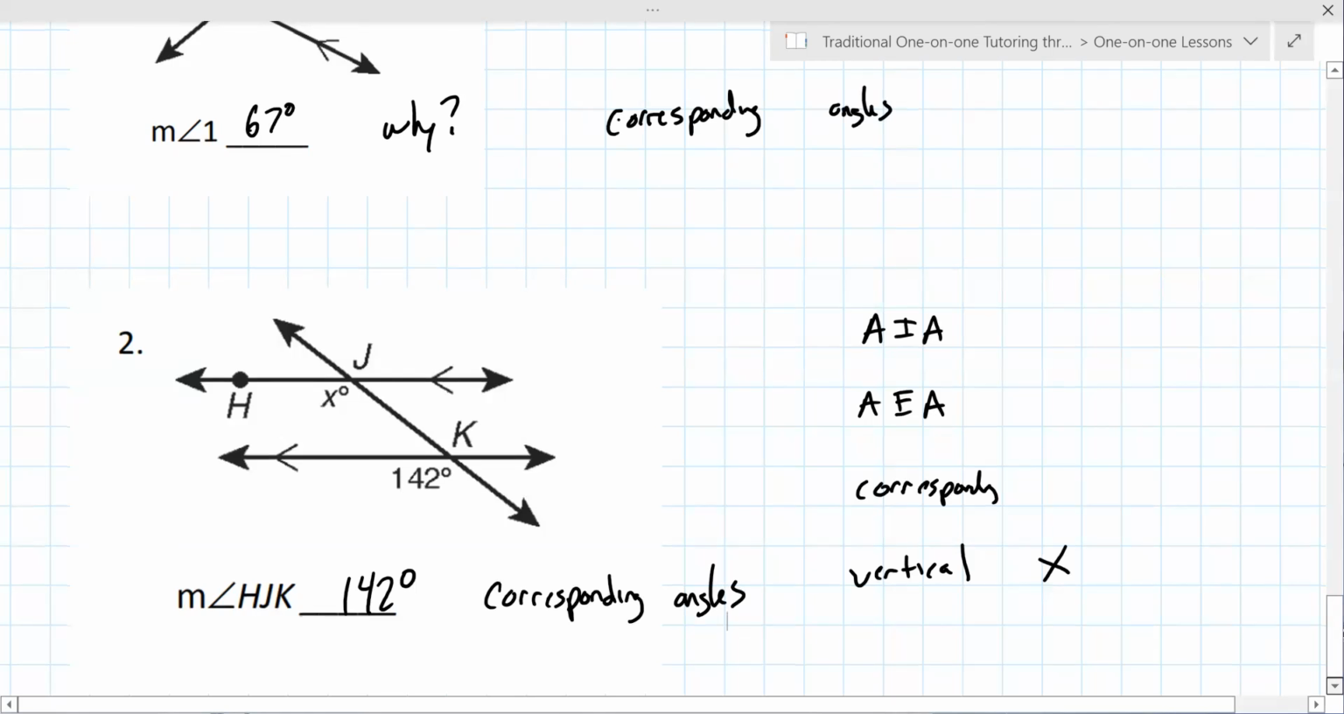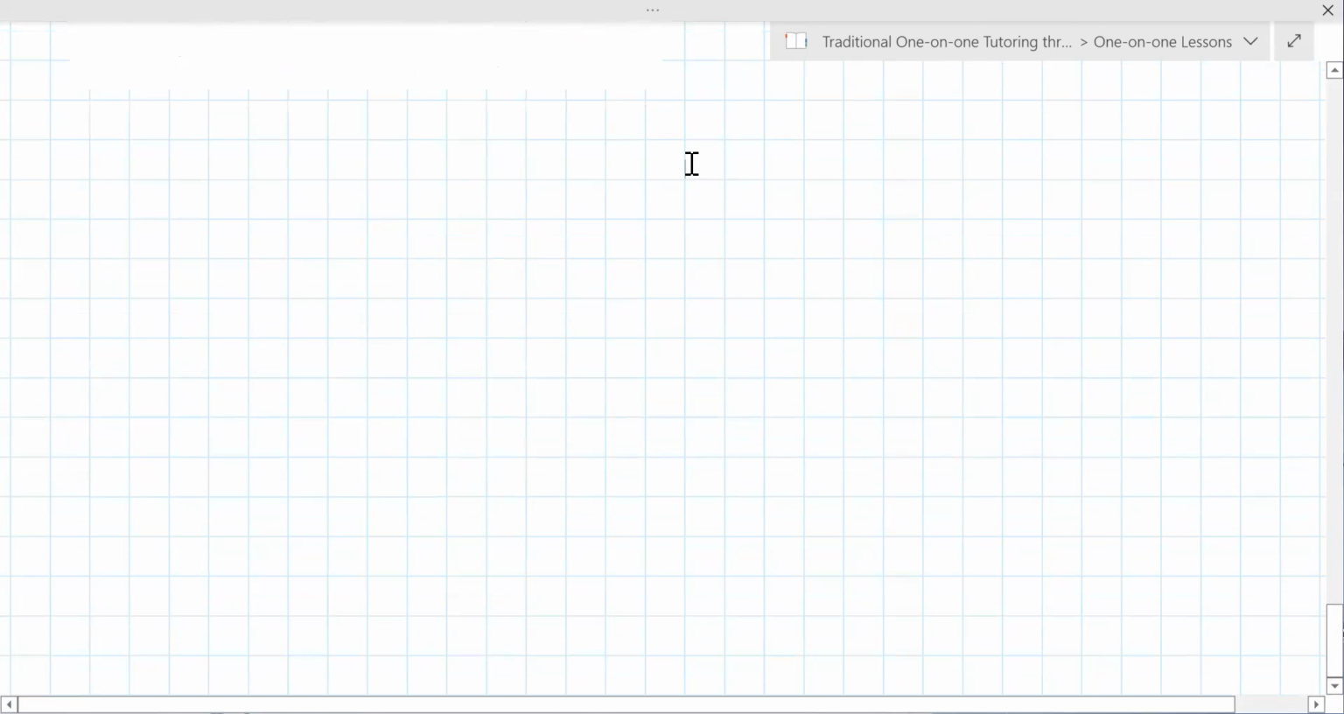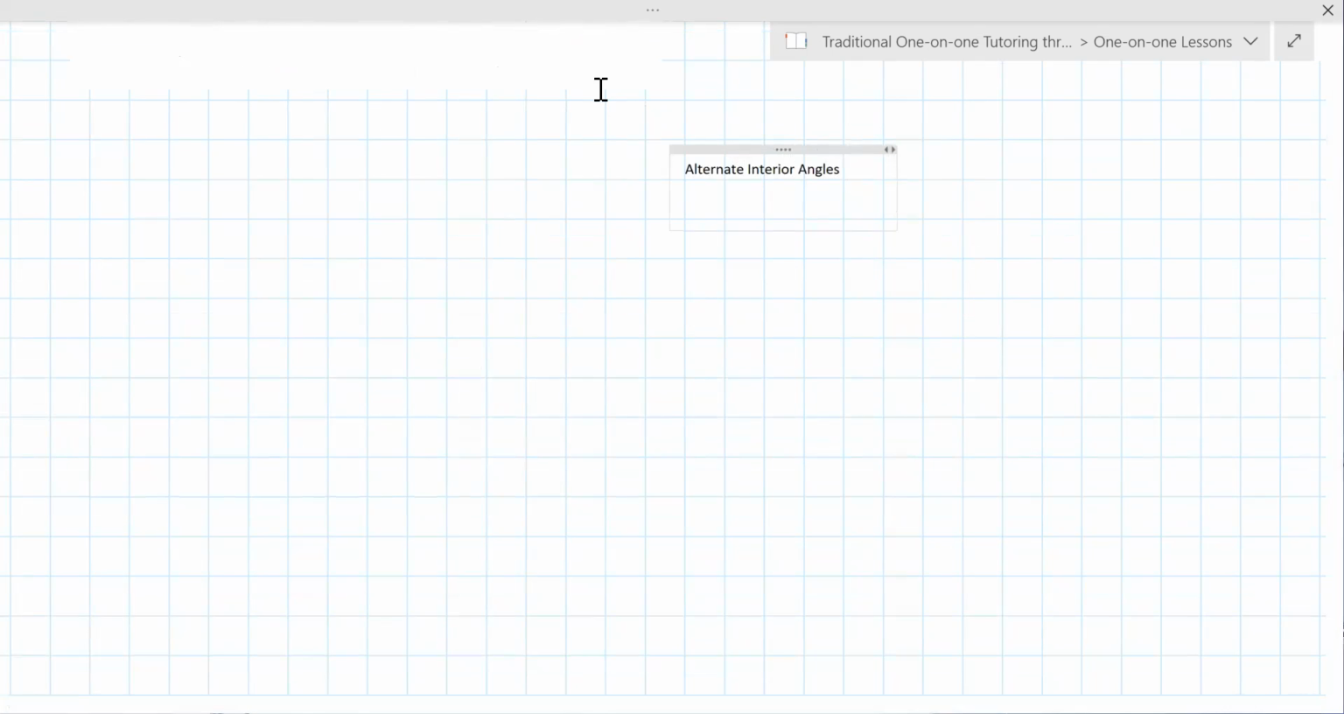Okay, I think I get it. Yeah, we're gonna do a few more here. Let me type out, we'll just treat this like multiple choice. So it's alternate interior angles. And then let me grab this one. Okay, copy, paste, paste.